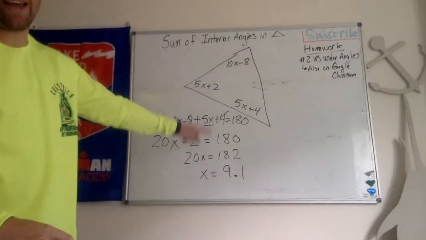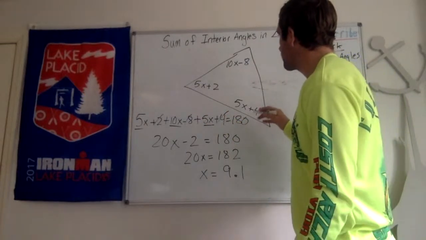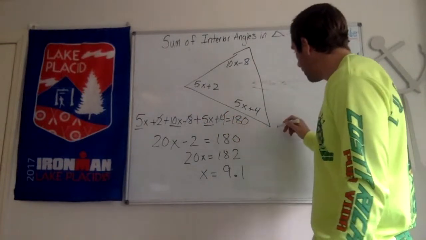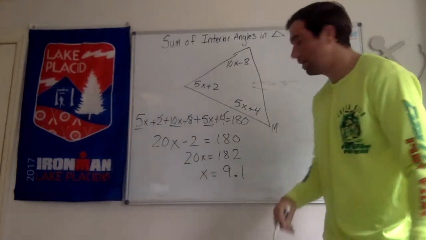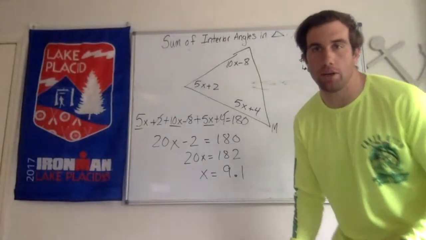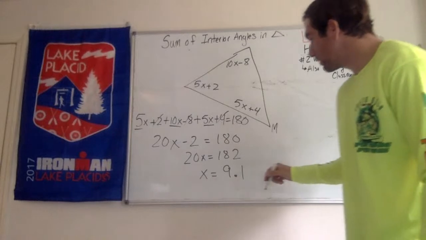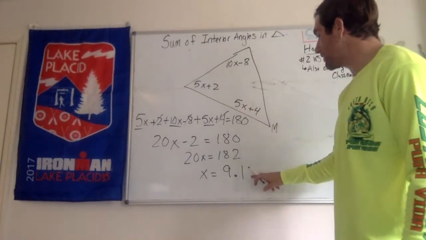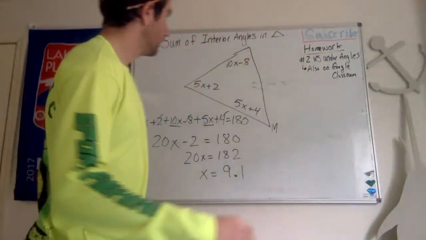Did everyone get that? Now, if I wanted to know, we won't do all the angles because it's just the same steps repeated. If I said I want to know this angle, let's call this angle M. If I said, what's the angle M? What would you guys tell me? If x is 9.1, can someone tell me what angle M is going to be?